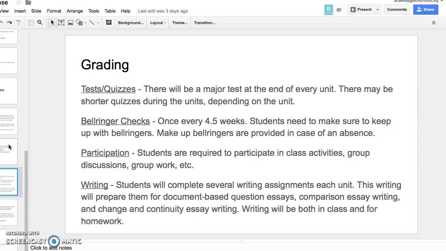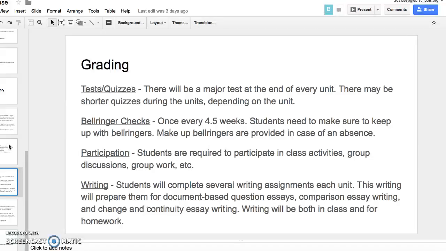Writing. They complete several writing assignments each unit. It prepares them for document-based question essays, comparison essay writing, and change in continuity essay writing. Writing is both in class and for homework. It just depends on what we have to get done.